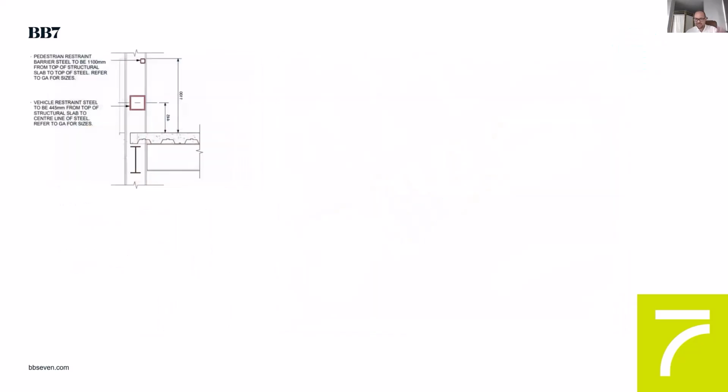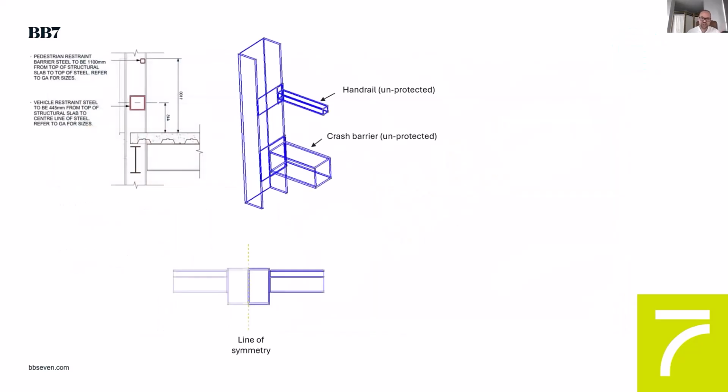Just to give you a better understanding of how it actually looked, if we look at it from a 3D perspective, we have an I-section column, so there were varying sizes across the project. And then you had the handrail and the crash barrier.